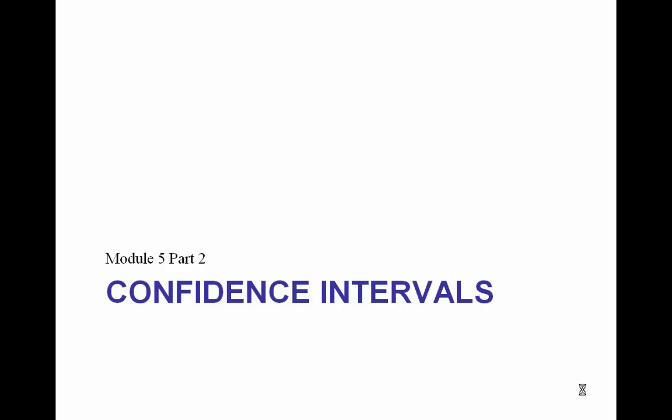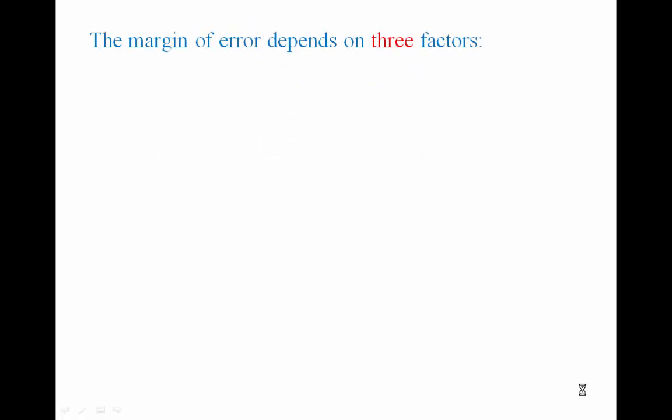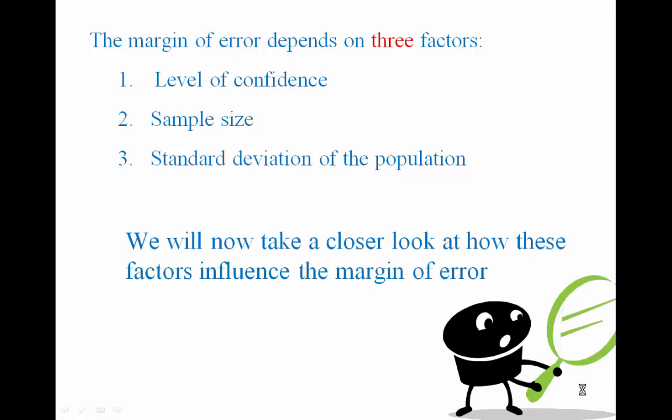Module 5, Part 2, Confidence Intervals. We'll continue with Objective 2, Interpret a confidence interval for the population mean. As we said in the previous video, the margin of error depends on three factors: the level of confidence, the sample size, the standard deviation of the population. We will now take a closer look at how these factors influence the margin of error.